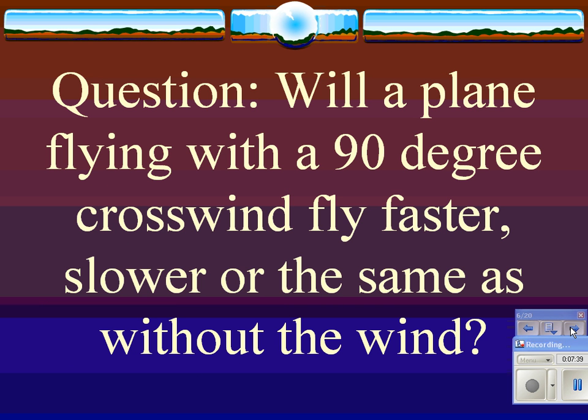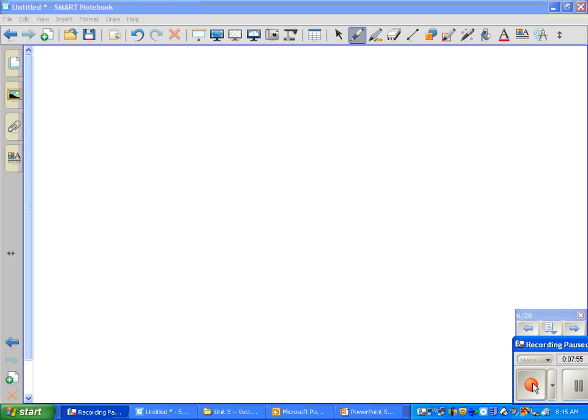Okay, let's look at another question here with planes and winds. Will a plane that is flying with a 90-degree crosswind, where the wind is blowing perpendicular to the direction of travel of the plane, fly faster, slower, or the same speed or same velocity as if there were no wind whatsoever? Let's look at it and see what happens.